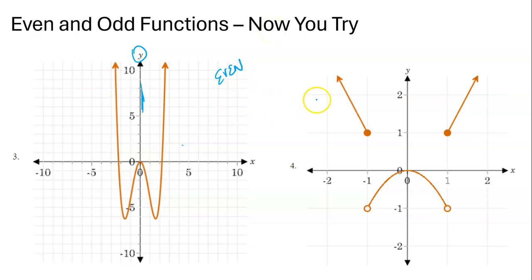And this may be how some of you feel about pre-cal, this little sad face that we have going on here. Funny thing, this is symmetric about the y, even though it's got all manner of holes in it. Doesn't matter how many holes you have, this is even, because it's symmetric about the y.